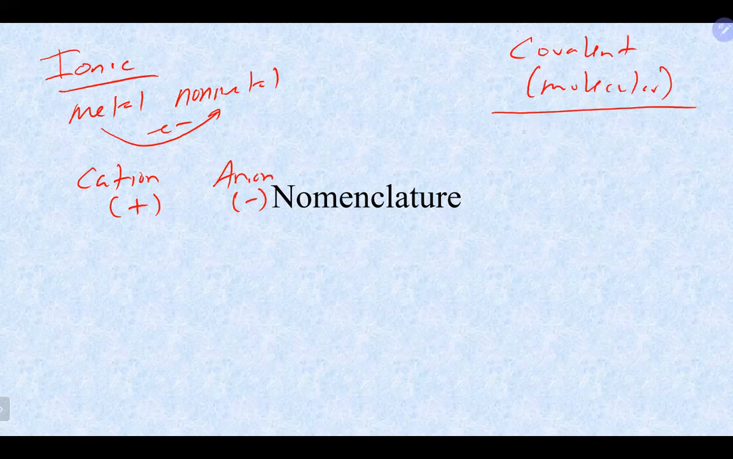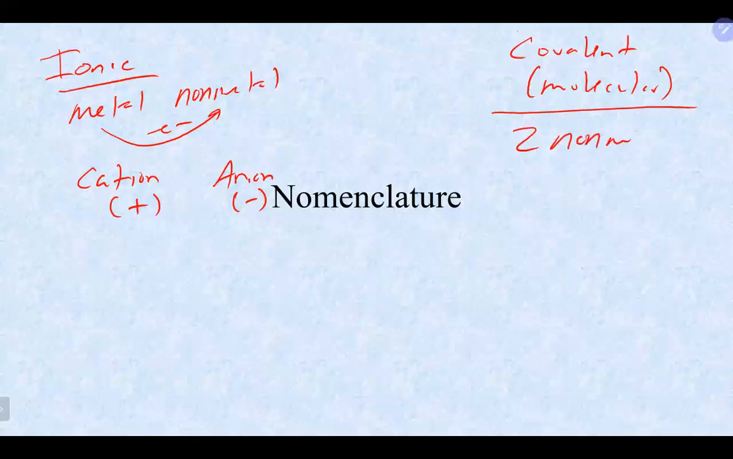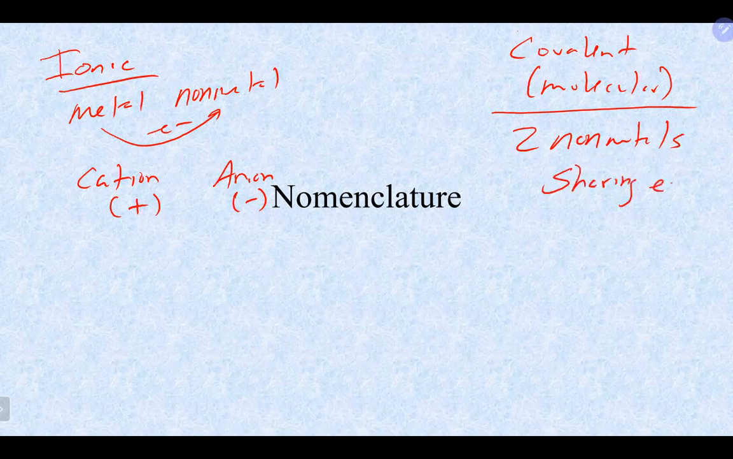The other type of naming is ones that involve covalent bonding, or they're sometimes referred to as molecular. And in this case, it's usually 2 nonmetals, and it's some aspect of sharing of electrons, as we talked about there in bonding. And what combination you got going on there, ionic or molecular, you do name them differently depending on sort of the type of compound that you're dealing with.